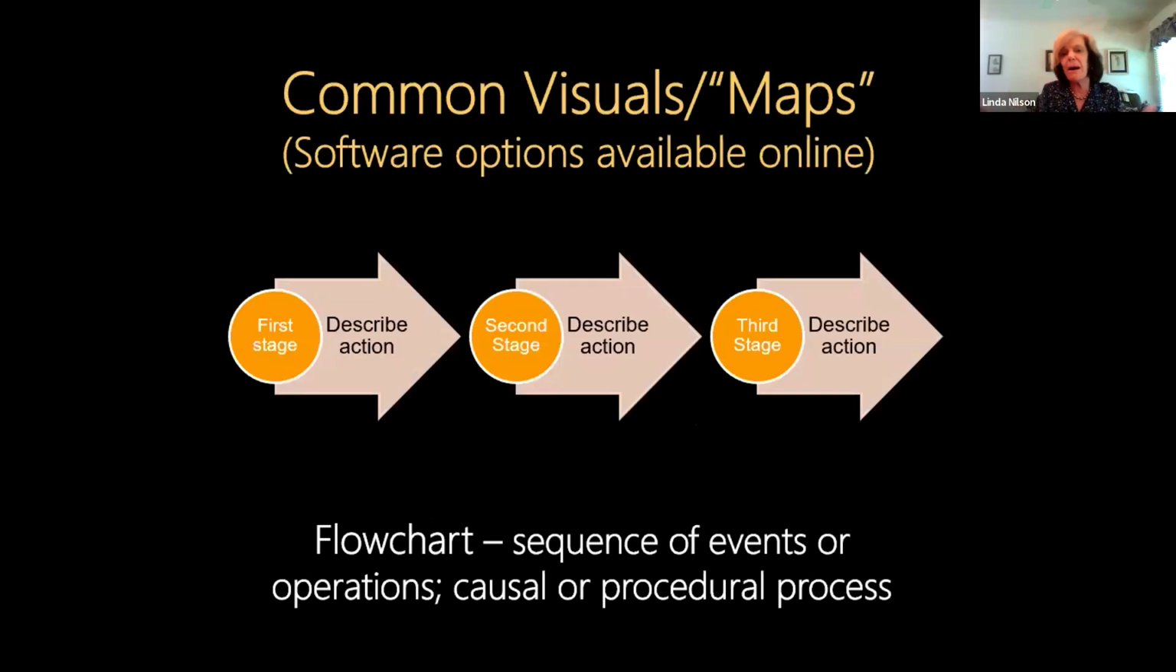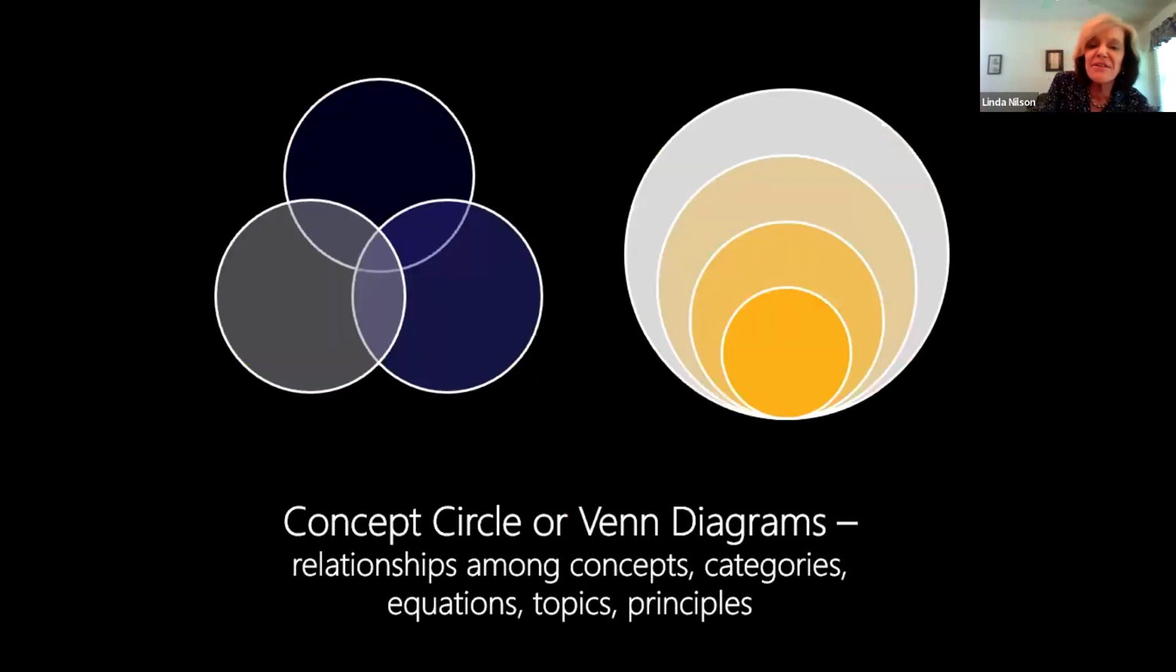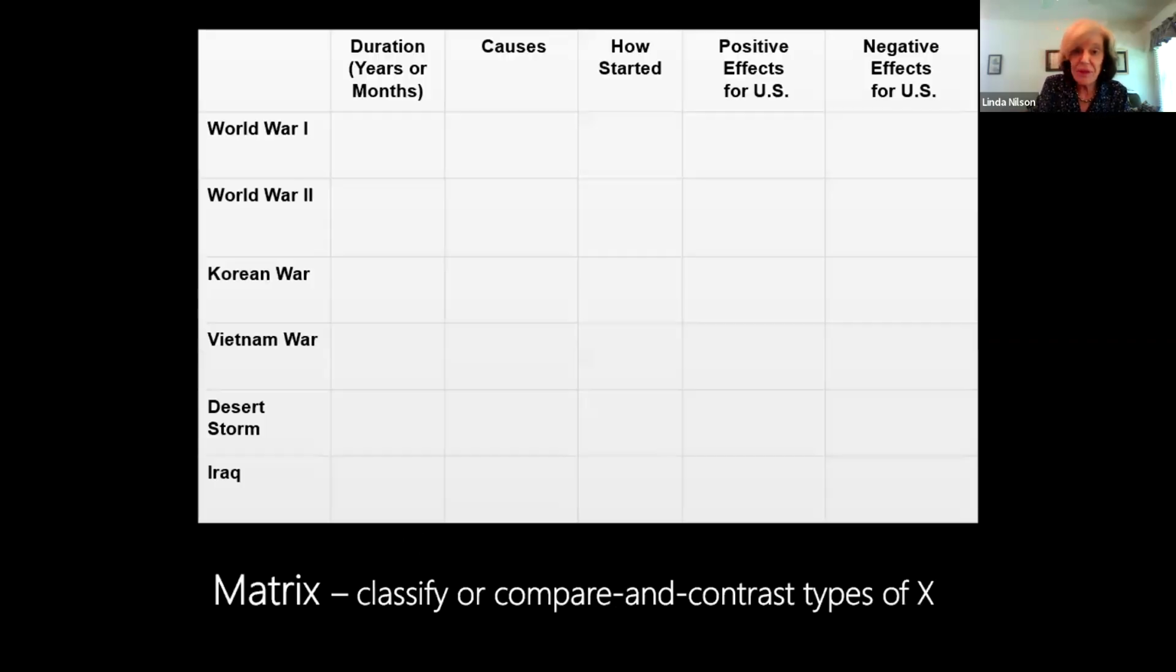This is like a flow chart, which is good when the knowledge has to do with the sequence of events or operations or a process of some sort. Then you have the concept circle or Venn diagrams, which show relationships among concepts, categories, equations. I've seen them done with topics, principles, and I'm sure you're familiar with Venn diagrams, but they're all different kinds of arrangements you can make with circles.